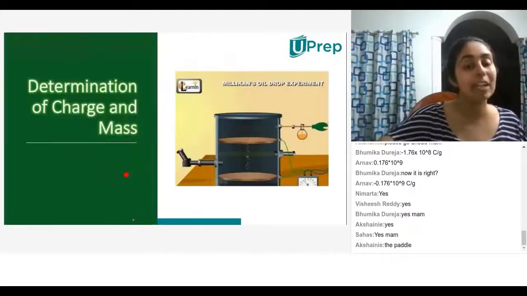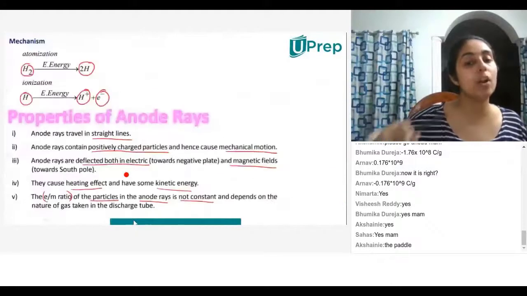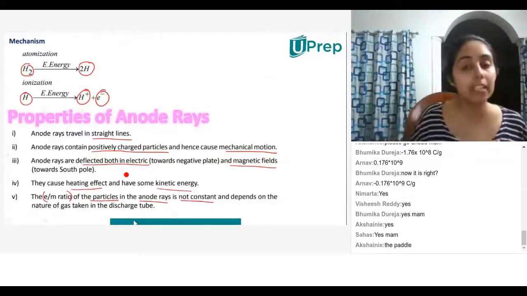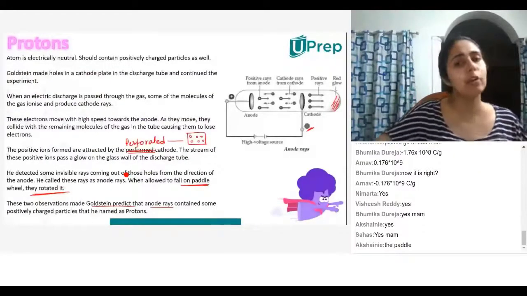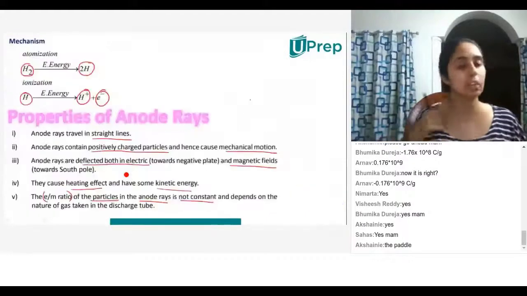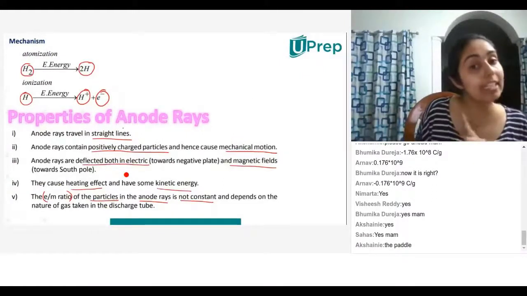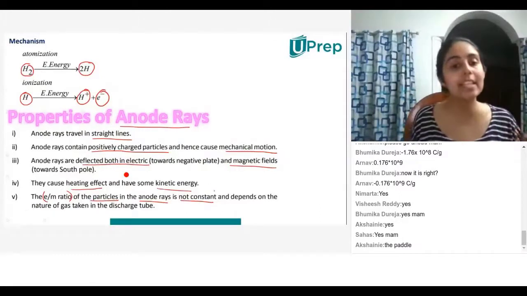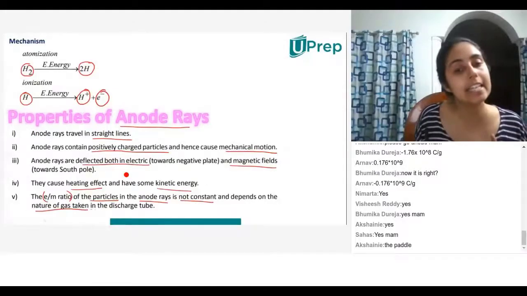But for anode rays, that e/m ratio will depend on which gas is present inside the discharge tube. When I was giving you an example, I used hydrogen gas, but I could use any other gas. I can use helium, any other gas, not necessarily hydrogen. So only in the case of anode rays, whereas for cathode rays it is always constant, it depends on the nature of the gas that is taken inside the discharge tube.